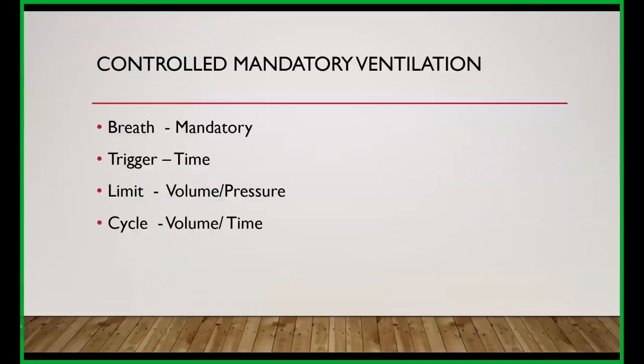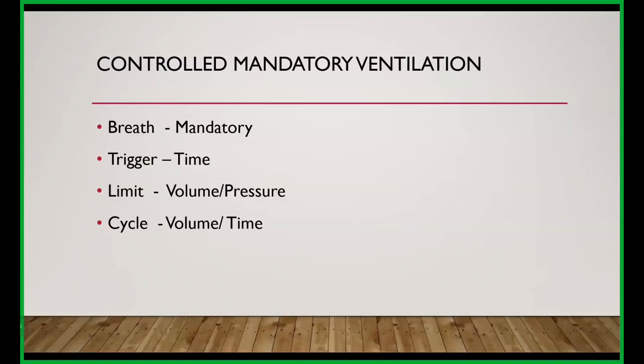Now coming to the control mandatory ventilation. In control mandatory ventilation, the hallmark point is that the breaths are all mandatory. No assisted breaths, no supported breaths, no spontaneous breaths. All the breaths are mandatory. And the trigger is time triggered. I already said time trigger is always from the machine. So you always set a rate, a respiratory rate. For example, you say 12 breaths per minute, then for every 5 seconds, there will be a mandatory breath generated.